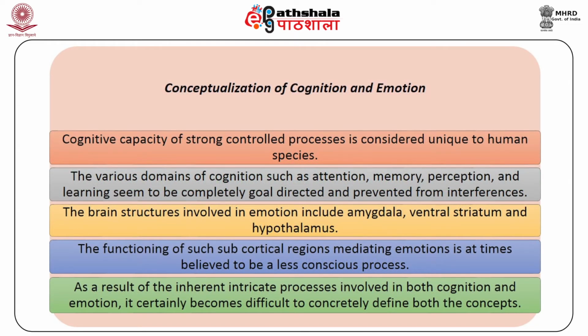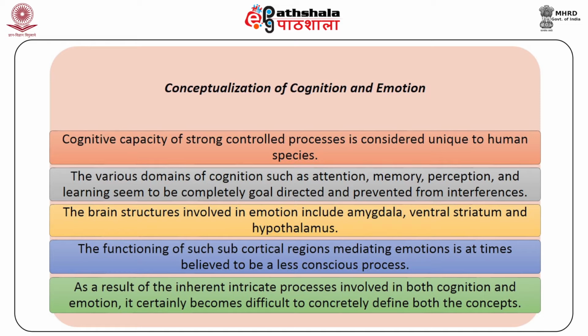Conceptualization of cognition and emotion. Cognitive capacity of strong control processes is considered unique to the human species. The various domains of cognition, such as attention, memory, perception, and learning, seem to be completely goal-directed and prevented from interferences. The strongest correlate of cognition is neural firing from the dorsolateral prefrontal cortex. Most of the literature reveals engagement of cortical regions in the cognitive process. However, the same cannot be simply articulated for emotions.